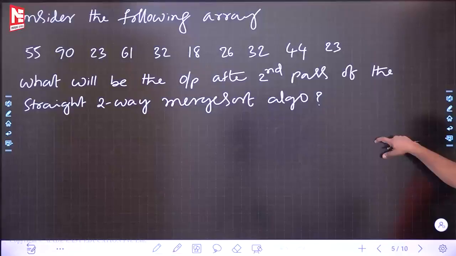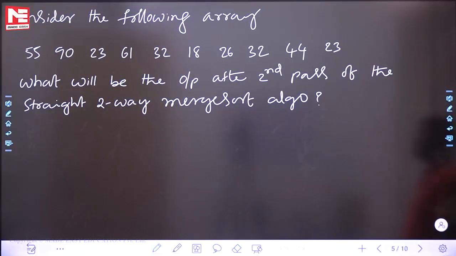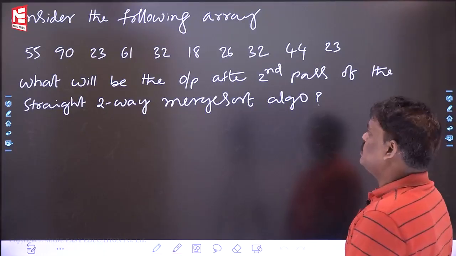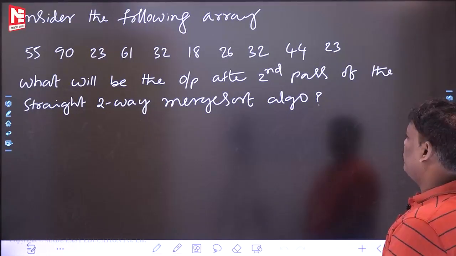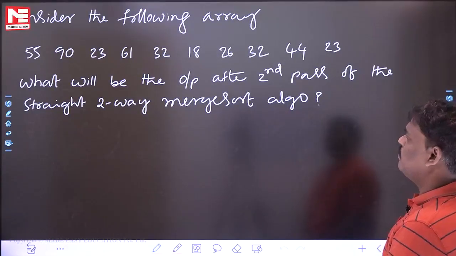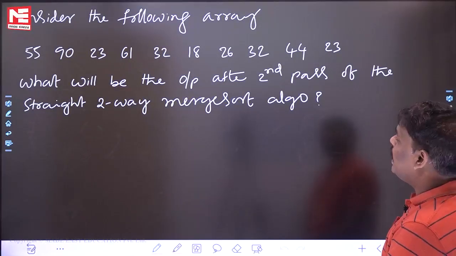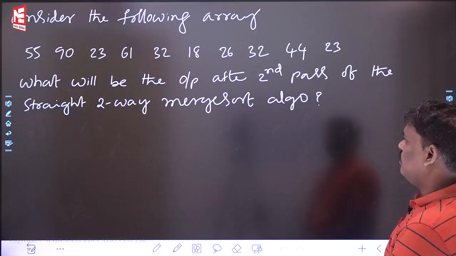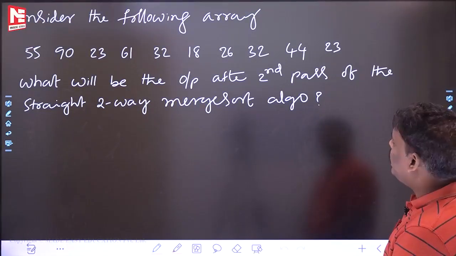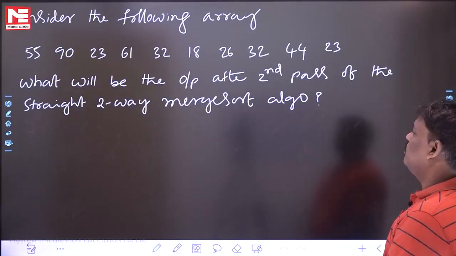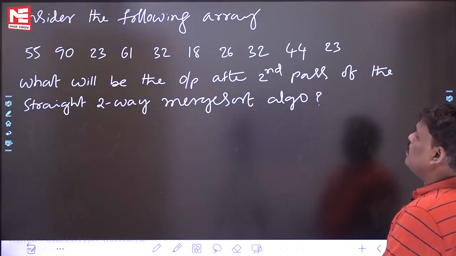Let's see the fourth example. Merge sort algorithm, see the fourth example. Read this. Consider the following array. One array is given. How many elements are there in this array? Please check. 3, I think 5, 8, 2. I think 10 elements are there. This array contains 10 elements.